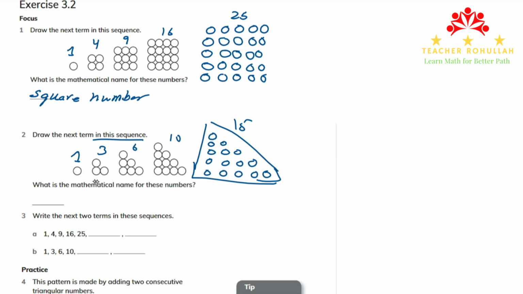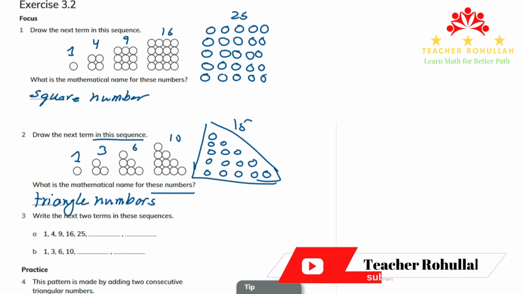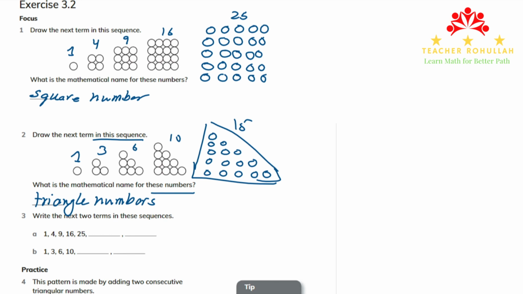Now it says, what is the mathematical name for these numbers? The mathematical name for these numbers is triangular number. Triangular number or triangle numbers. I said that triangle numbers are called triangle numbers because when we arrange them as dot patterns. Well, question 2 is also solved. Let's now move to question 3. Let me scroll a bit down.